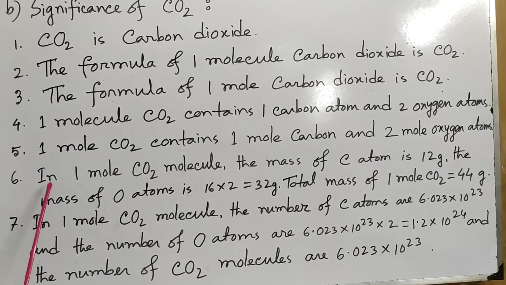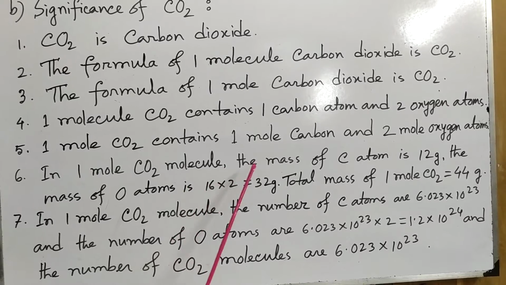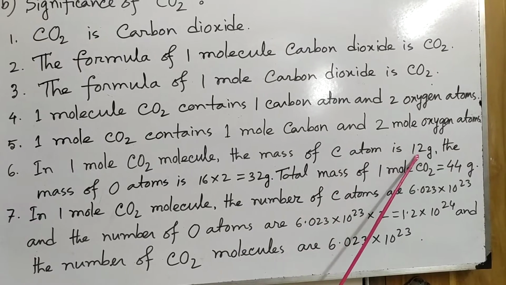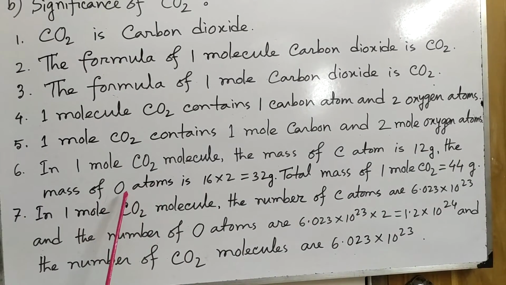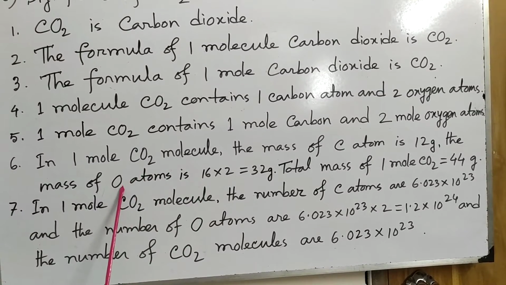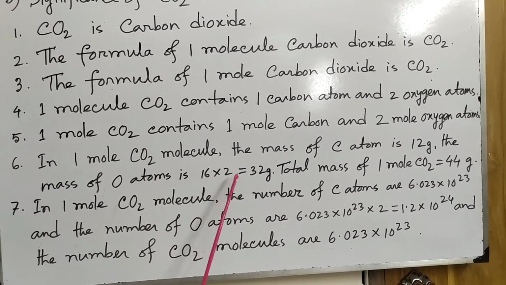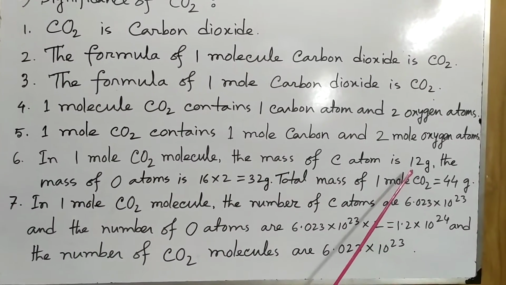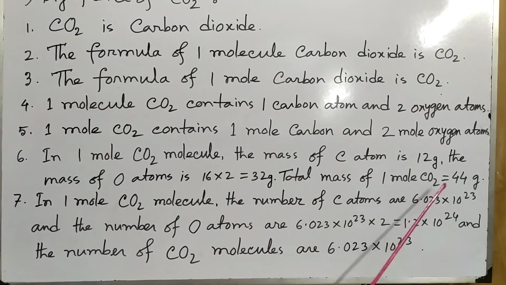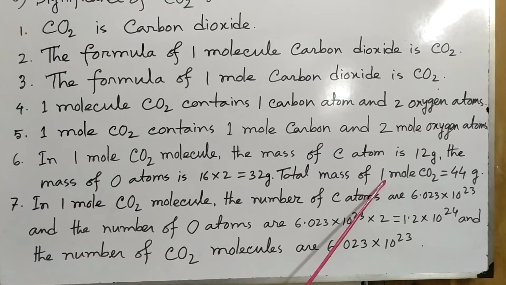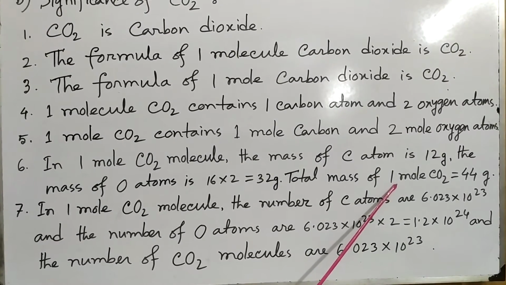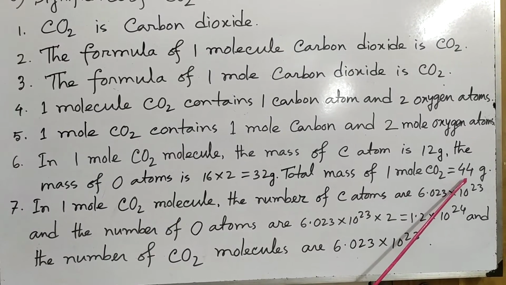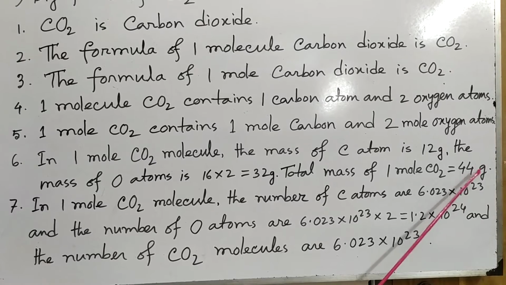Now number 6, in 1 mole carbon dioxide molecule, the mass of carbon atom is 12 gram, everybody knows 1 mole carbon atom is 12 gram, and the mass of 1 mole oxygen atom is 16 gram. So here O2 means 2 oxygen, so it will be multiplied by 2, it will be 32 gram. Therefore the total mass of 1 mole carbon dioxide, if we add 12 and 32, will be 44 gram. I told in the previous class what is mole, the expression of atomic mass and molecular mass in gram unit. Here the molecular mass 44, expressed in gram unit, is 1 mole.